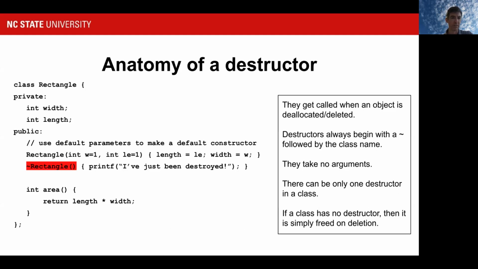The destructor, like a constructor, always has the same name as the containing class. So it has the name Rectangle, it has a tilde at the front, and it takes no arguments. That's the pattern we always have to follow for a destructor. Also, there can only be one destructor in a class, so the compiler always knows exactly which one to pick, and it should run that one when the object is destroyed. If we don't implement a destructor for a class, then basically nothing extra happens when an object is deallocated.